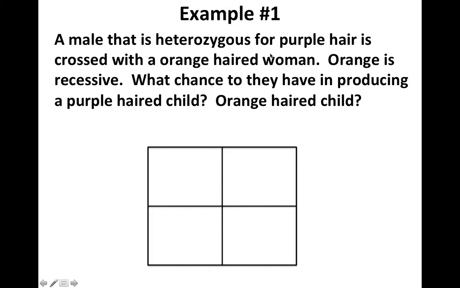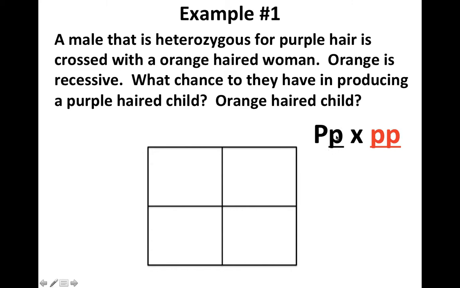Heterozygous means different. So purple hair would be big P, little p, and it's going to be crossed with an orange-haired woman. Orange is recessive, so therefore you're going to have little p, little p. Now hopefully what you guys are seeing here is, and some of you are probably like, what? You got to know those terms, okay? Got to know these terms. All right, so this is our cross.